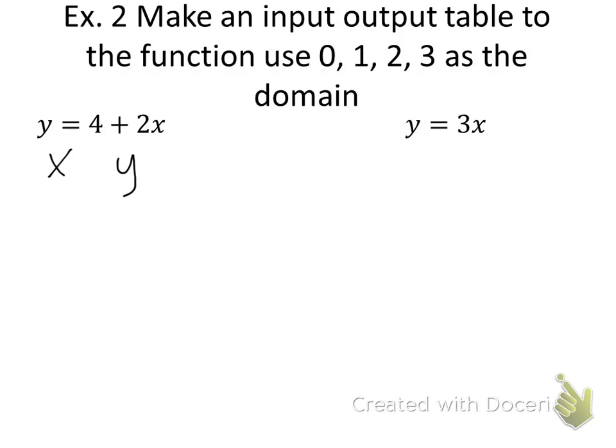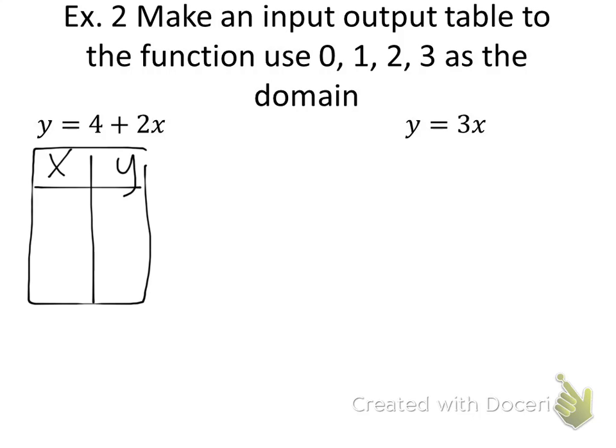And Y. Instead of writing the words input and output, because I know that those are the variables that I'm going to plug a number in for, and then the variable that's going to give me the answer. If you want to put input and output, that's fine. If you want to put domain and range, that's fine, because all three of those terms are able to be used interchangeably. So I've got 0, 1, 2, and 3 that I'm plugging in for X.